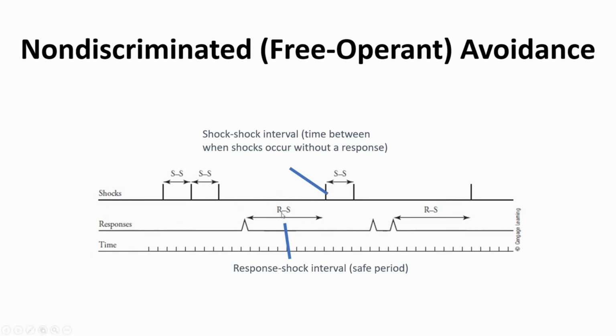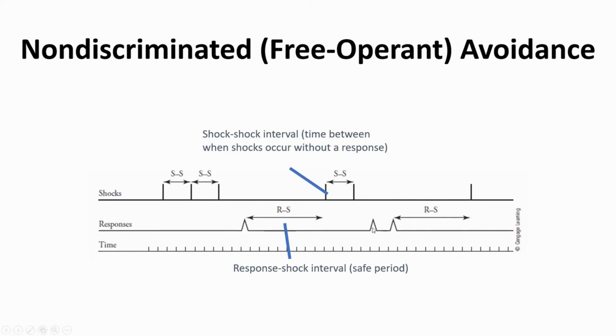After that RS interval has ended, then we go back to our normal delivery of shocks. So shock was delivered here and here again, but as soon as you make that response again, it resets this response shock interval. And here we see that making a response here and then making another one here, making that second response basically just resets that response shock interval.